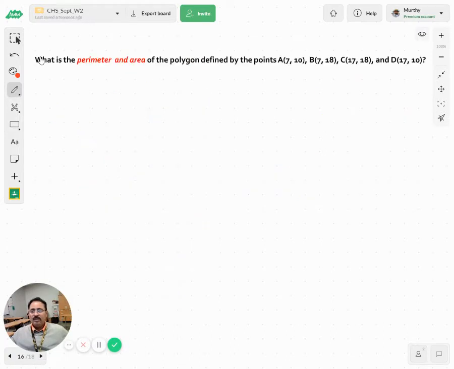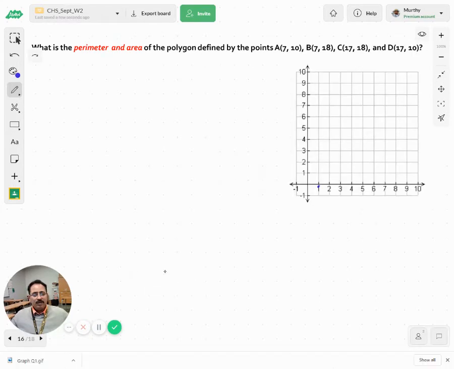Well, let's go to the next question. What is the perimeter and area of the polygon defined by a point? On the x-axis it is 2, 4, 6, 8, 10, 12, 14, 16, 18, and 20. And likewise on the y-axis also it is 2, 4, 6, 8, 10, 12, 14, 16, 18, and 20.